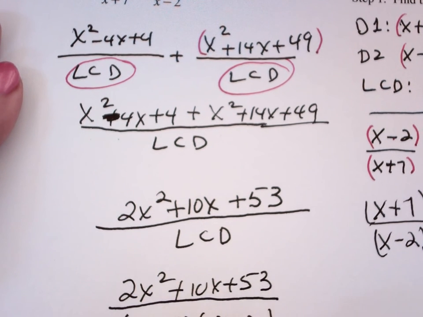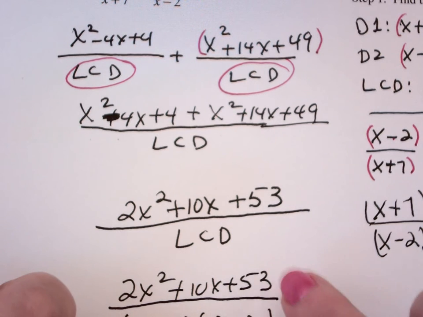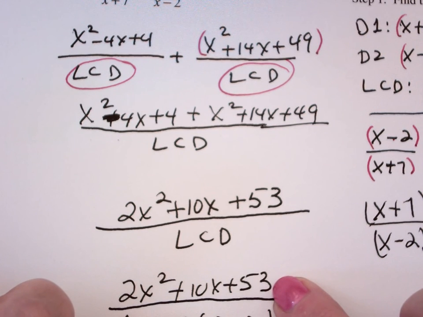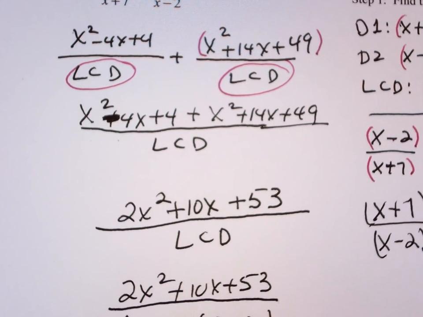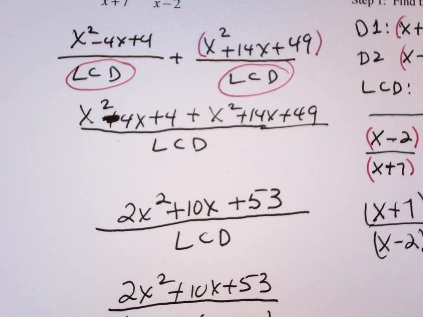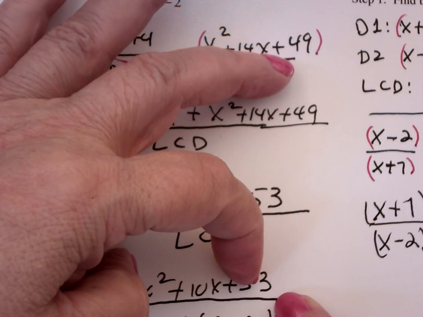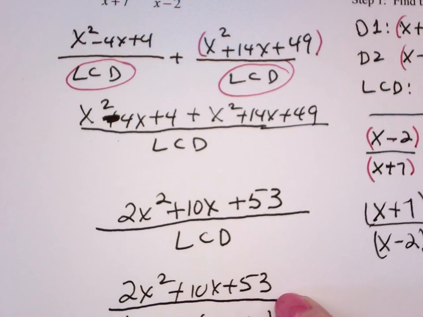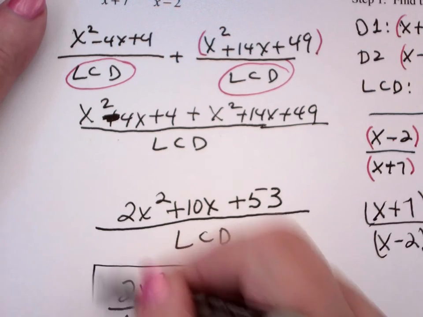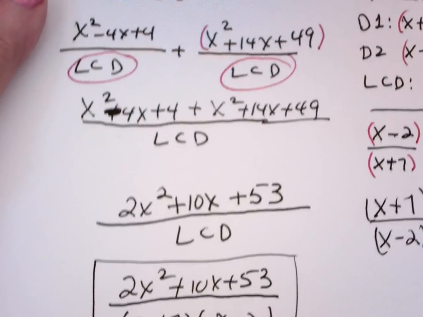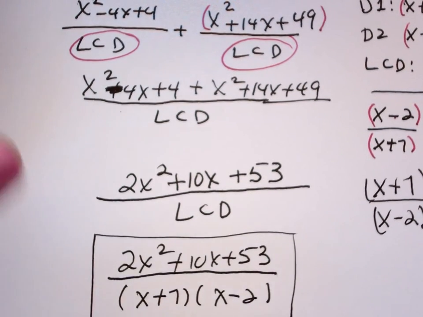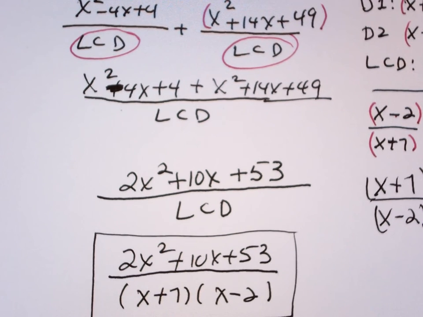The only way that I could reduce this down is if 7 was a factor of 53 or 2 was a factor of 53. That I could write that as x plus or minus 7, or x plus 7 times something in the numerator. But 53 is 53 and 1. So that's all she wrote. So it is definitely a yippee.